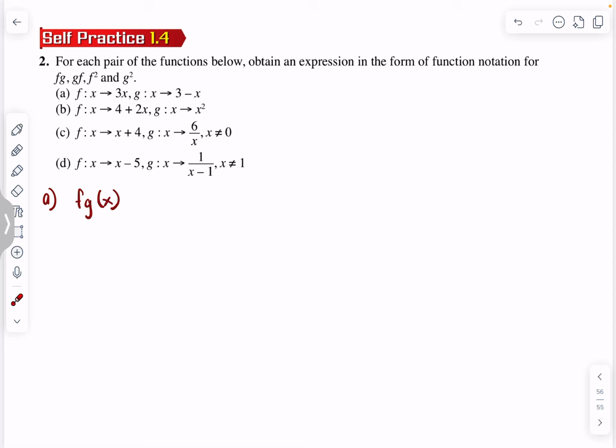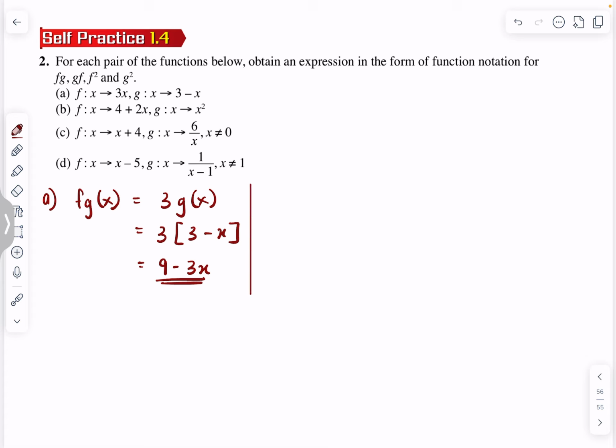So if f(x) is 3x, f(y) would be 3y, f(z) will be 3z. So fg(x) will be 3 of g(x). Then we know g(x) is 3 minus x, so you can put this into the g(x). g(x) is 3 minus x. So this will give us 9 minus 3x.